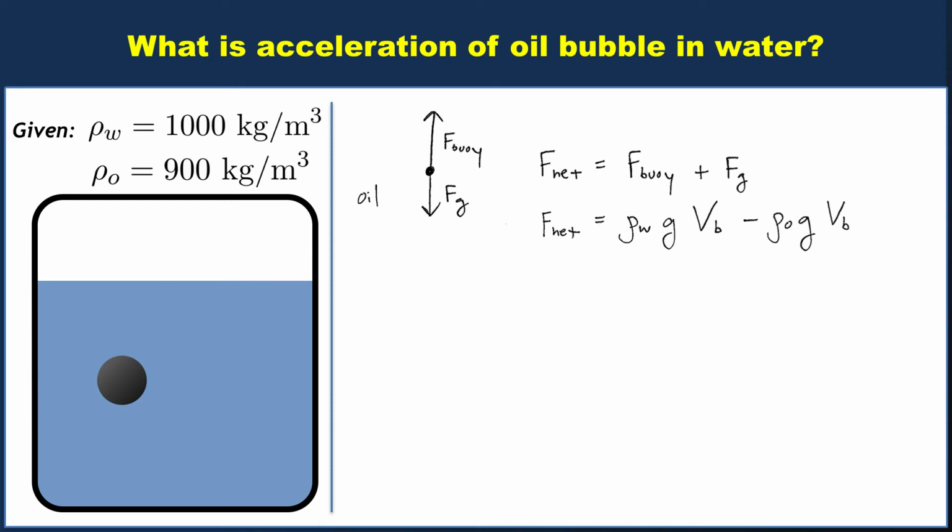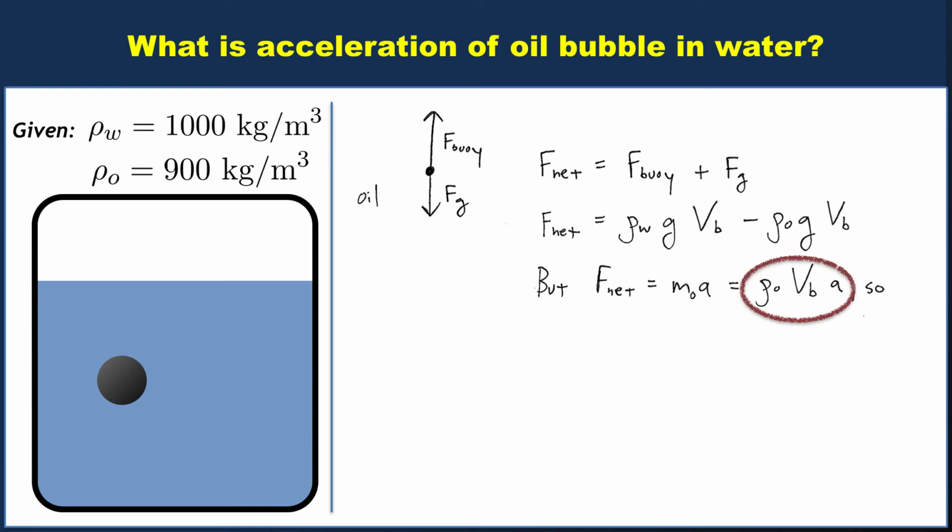The force of gravity is negative, as we said: the density of oil times little g times the volume of the bubble. Basically, that last term is just m times g, because the density of oil times the volume of the bubble is the mass of oil. But we also know that, according to Newton's second law, F net equals m a, so since the mass of oil is the density of oil times the volume of the bubble, F net equals rho sub O times V sub B times a.